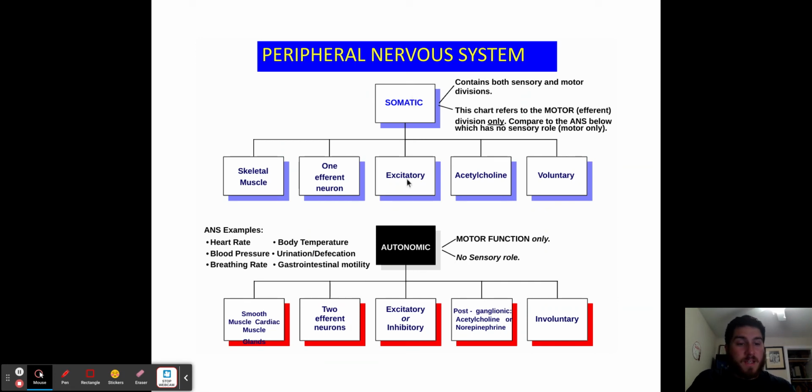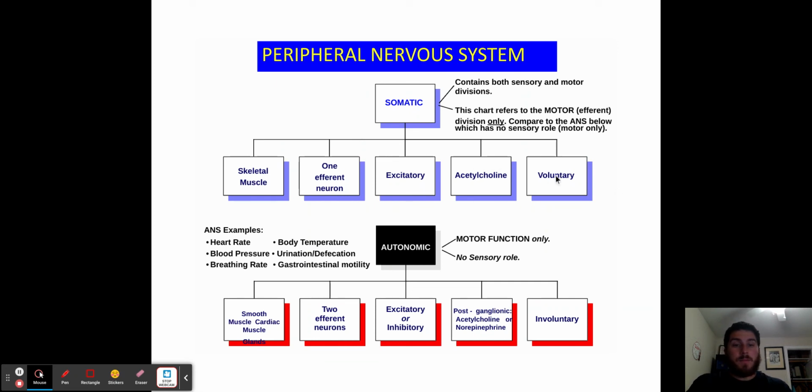Somatic are always going to be excitatory. They're going to allow you to do something. Autonomic may be excitatory or inhibitory. This is going to be huge later on because it's not always just, hey, how do I get this to work? There's a chance that those neurotransmitters' job may be to prevent something from working. Right? So excitatory versus inhibitory.